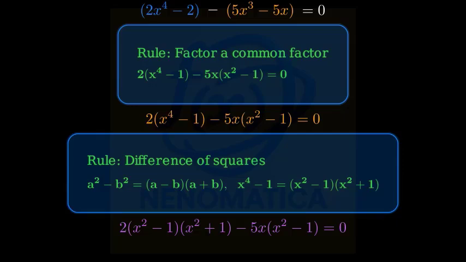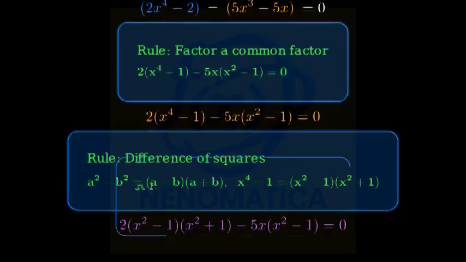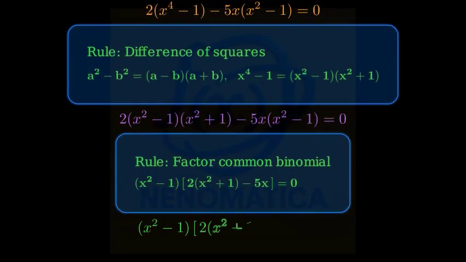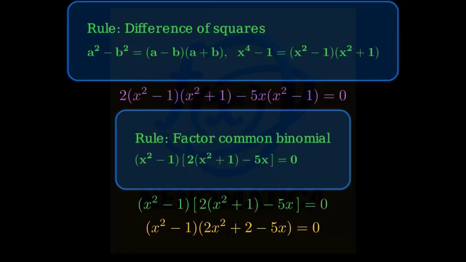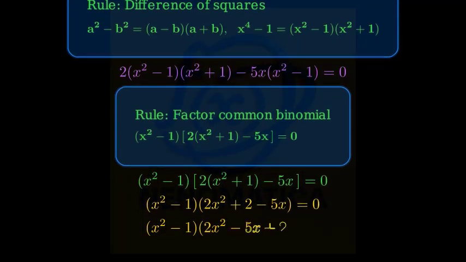Step 4. Factor out the common group x^2 - 1. This yields (x^2 - 1)[2(x^2 + 1) - 5x] = 0. Distribute the 2 to get (x^2 - 1)(2x^2 + 2 - 5x) = 0. We can rewrite the quadratic factor in standard descending order. So we have (x^2 - 1)(2x^2 - 5x + 2) = 0.